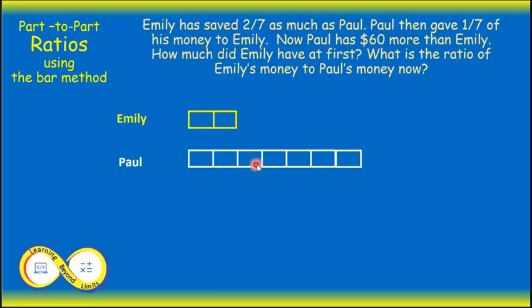How much more does Paul have than Emily? It is all this over here. Paul then gave 1/7 of his to Emily. Now, how much more does Paul have left? Only 3 portions, or 3 parts.